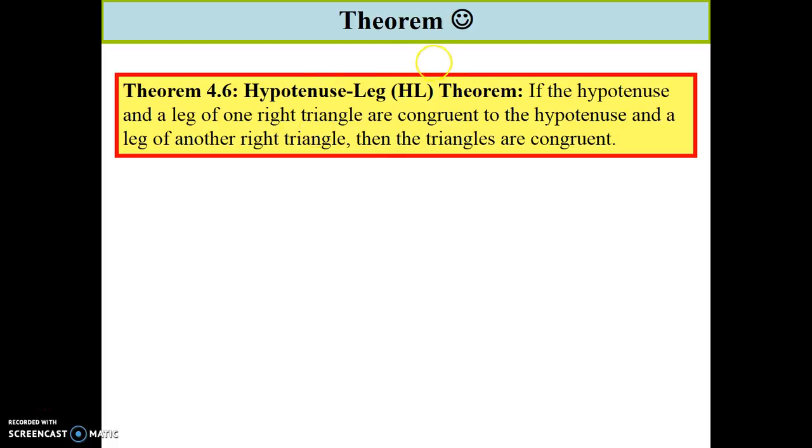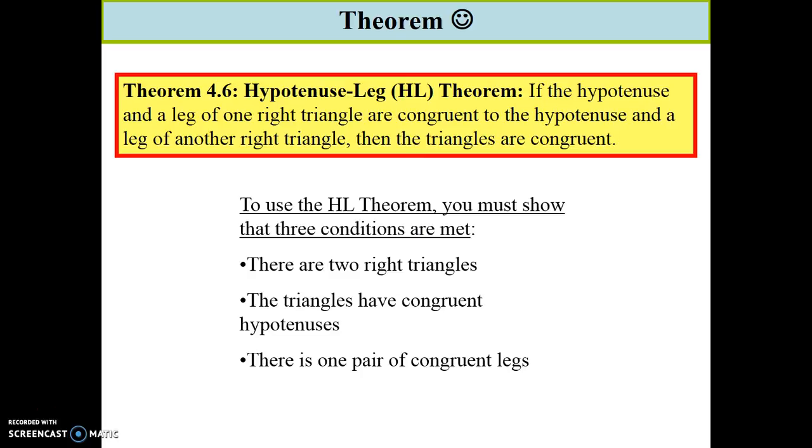Alright, again, hypotenuse leg theorem, HL theorem. If the hypotenuse and a leg, notice just one leg, of one right triangle are congruent to the hypotenuse and a leg of another right triangle, then the triangles are congruent. So there's a few conditions here. There's 3 conditions that must be met.